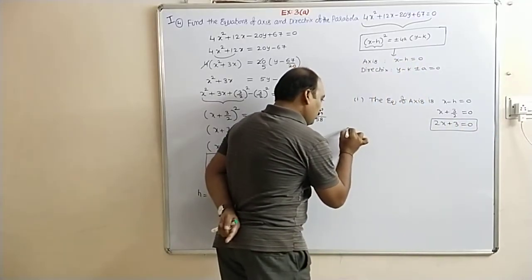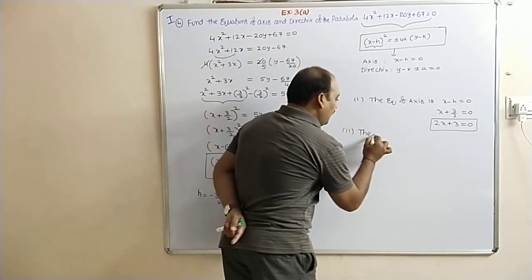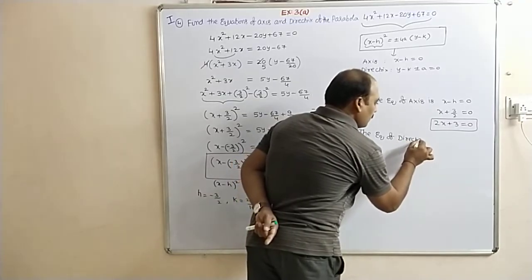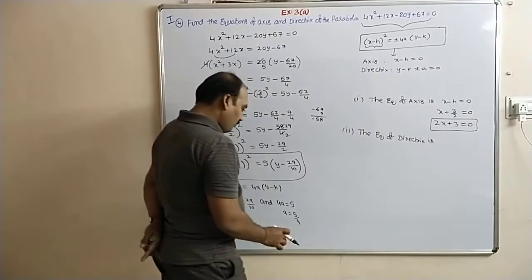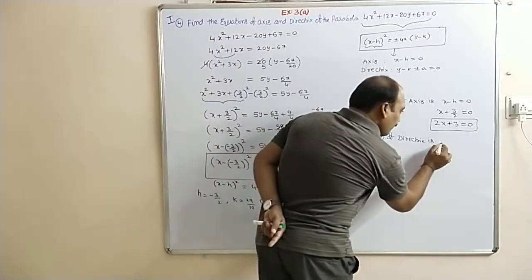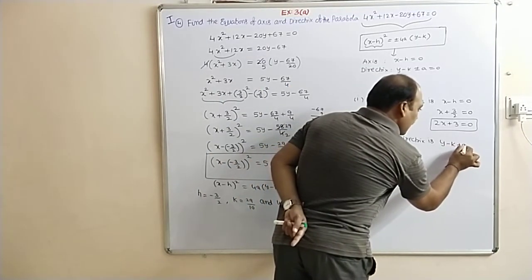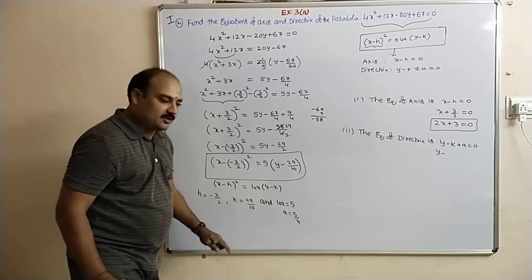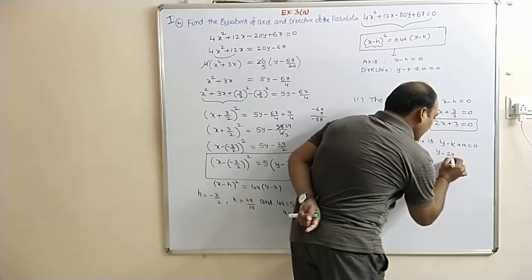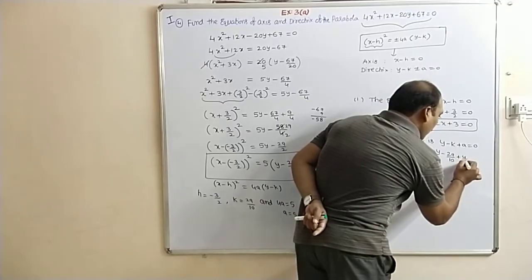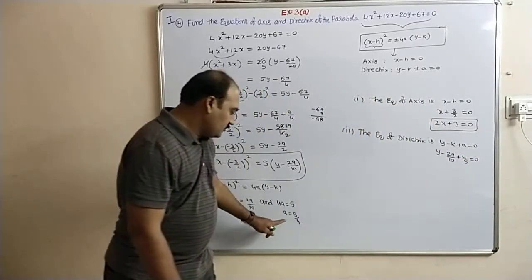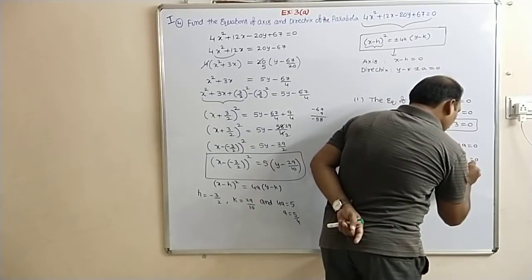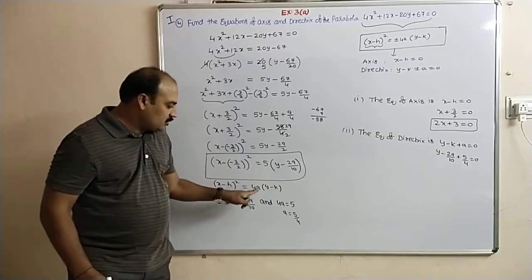So the second one, the equation of directrix. The equation of directrix is y minus k plus a equal to 0. So y minus k value is 29 by 10, plus a value is, sorry, 5 by 4, equal to 0. Here 4a is equal to 5 now, so a is equal to 5 by 4.